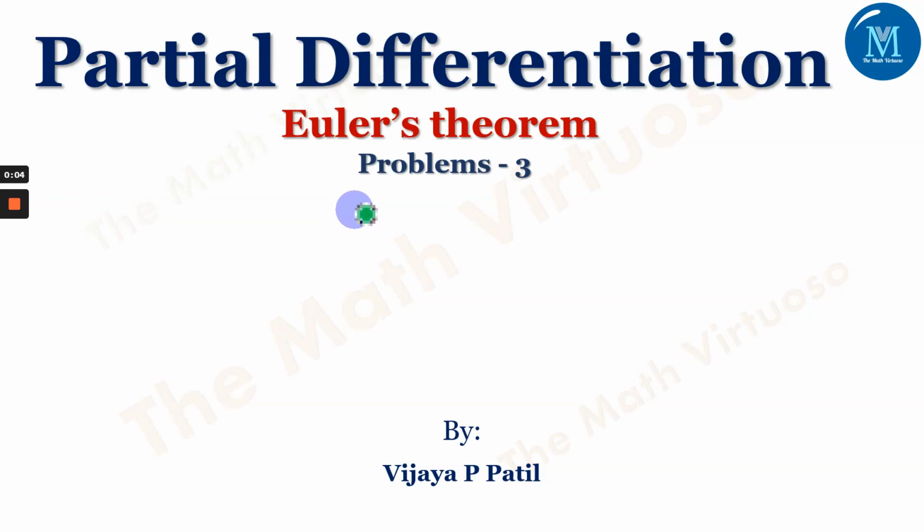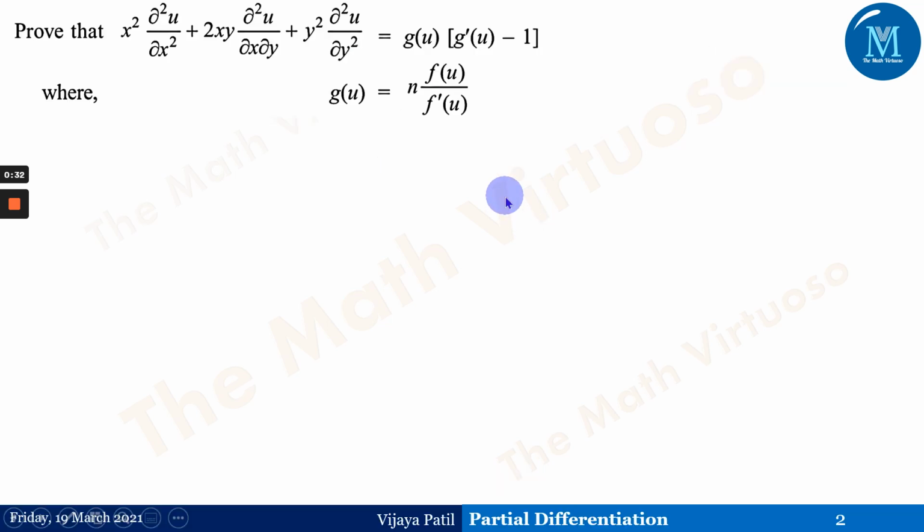Hello and Namaste. In continuation with partial differentiation, we have reached Euler's theorem, and this is the problems' third session. In the first session we used the definition for the simple verification of Euler's theorem. The second was for problems based on the deductions of Euler's theorem, and the third also deals with one of the properties or deductions. Based on that, we'll be solving a few questions.